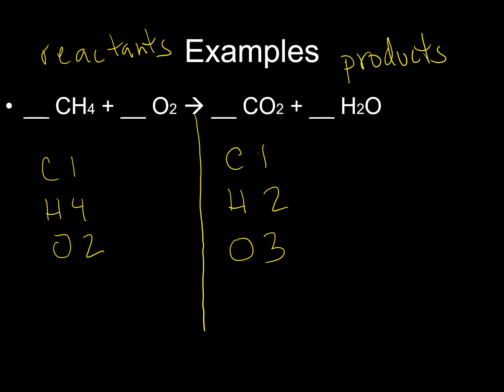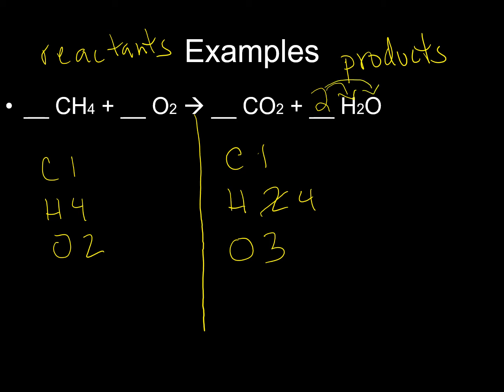Whatever I put in the coefficient space, I'm going to multiply by the subscript. So in order to get 4 hydrogens on this side, I'm going to put a 2 in the coefficient because 2 times 2 is 4. So 2 times 2 is 4, so now my hydrogens will be balanced. Just like in math, you can think of this as the coefficient on the outside and then this being in parentheses, and you are distributing to it.